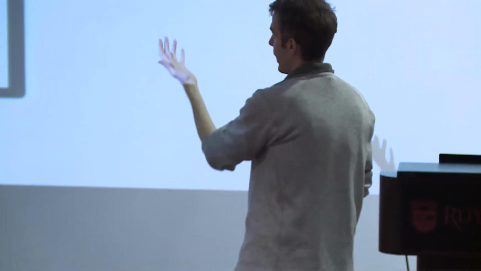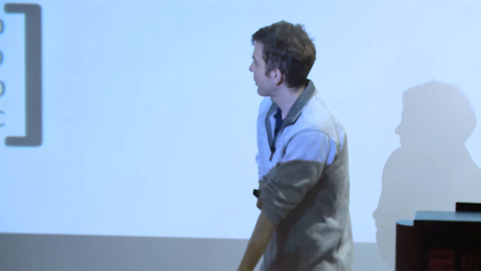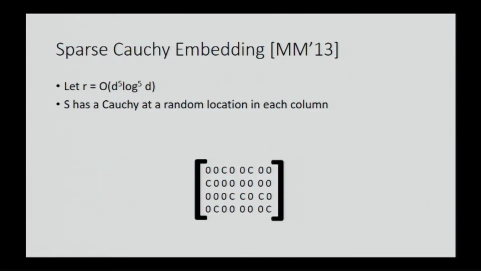So Michael has a nice work using sparse Cauchy embeddings. What if we try to adapt count sketch for L2 to L1? What we do is we take one of these sparse matrices again. In count sketch, in each column you had a single non-zero entry, which was a random sign. But let's replace that random sign with a random Cauchy. So that's all that's happening here.